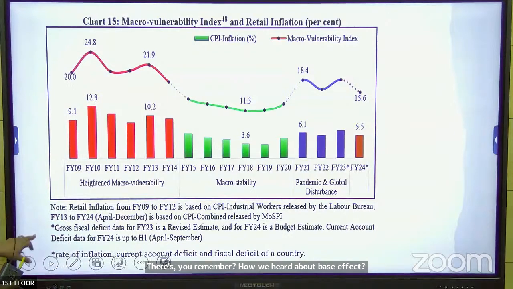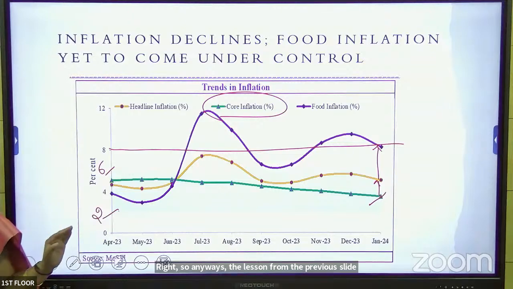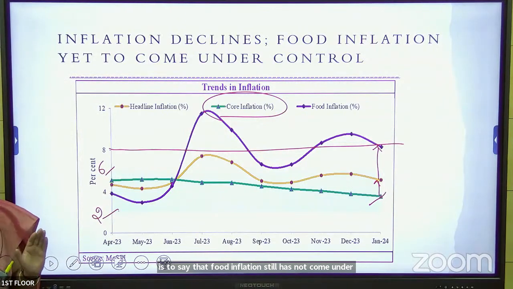Right. So anyways, the lesson from this previous slide is that food inflation still has not come under control, but overall the inflation seems to be under control. Core inflation is very much under control.